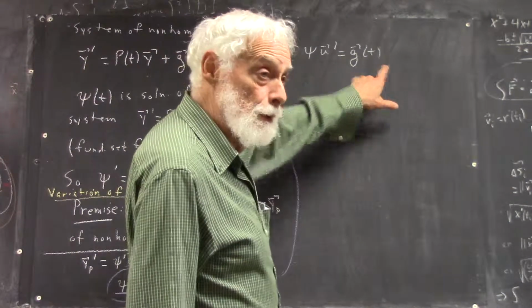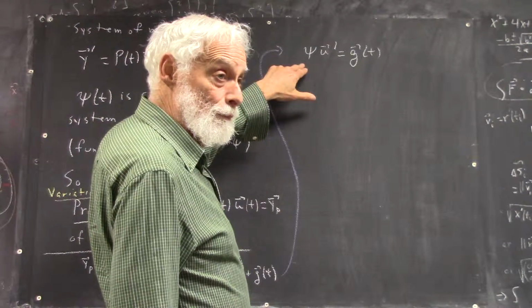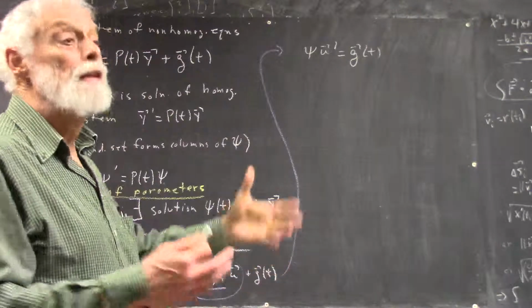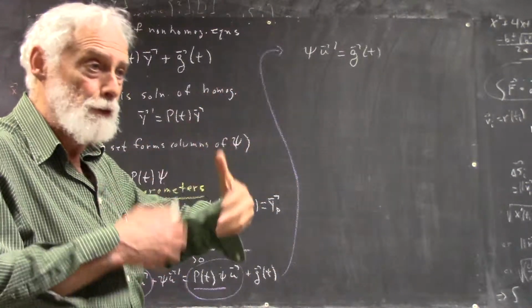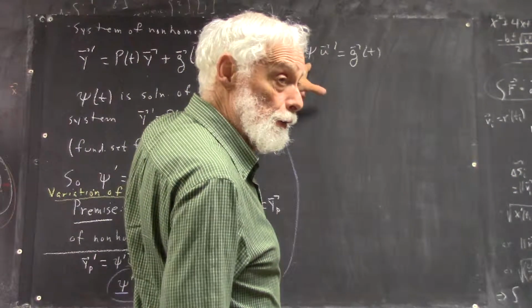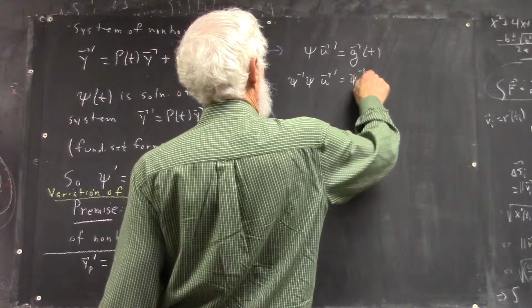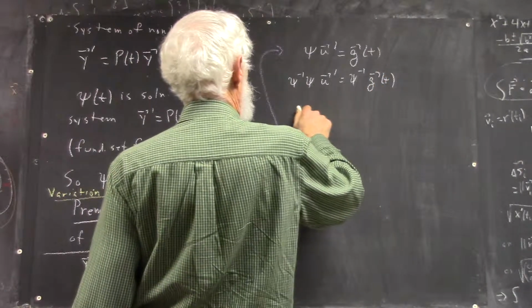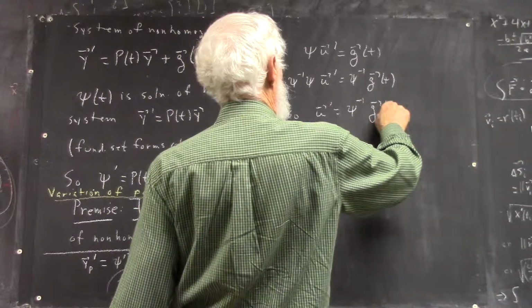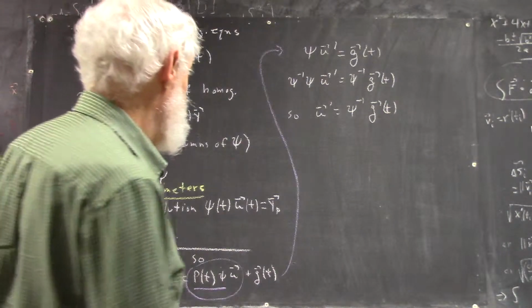So you've got psi u prime equals g of t. How do you solve a matrix equation? You multiply by the inverse matrix. Do we have an inverse matrix for psi? Yes, because you have a fundamental set. One test for whether you have a fundamental set is whether the matrix of those column vectors has a non-zero determinant. So we know that psi has a non-zero determinant. So u prime equals psi inverse times g of t, and now you just integrate.